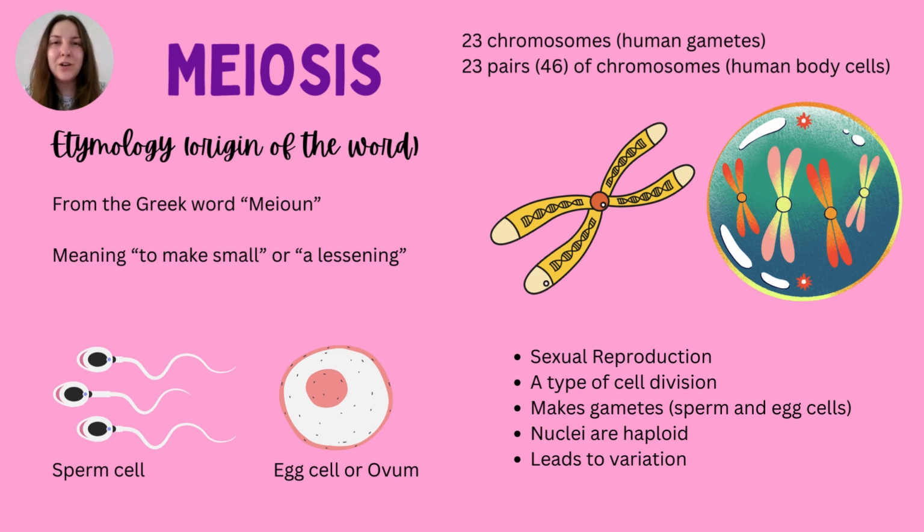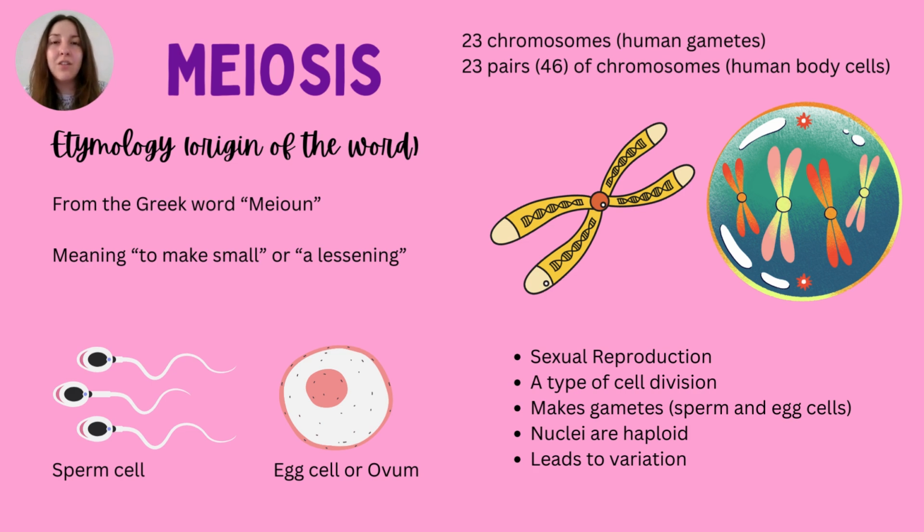So meiosis, if we look at the etymology, we can see that it has a Greek origin and it comes from the word meion. Now, meion translates to make small or a lessening, and this is referring directly to this idea of cells being haploid. Haploid is a word we use at GCSE to describe cells that have half the genetic information or half the number of chromosomes. So in the case of humans, the sperm cell and the egg cell, these are our gametes, the sex cells, and they are haploid. They have half the genetic information or half the number of chromosomes, which in this case is 23 in humans.